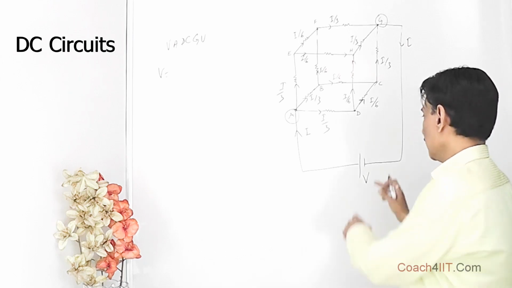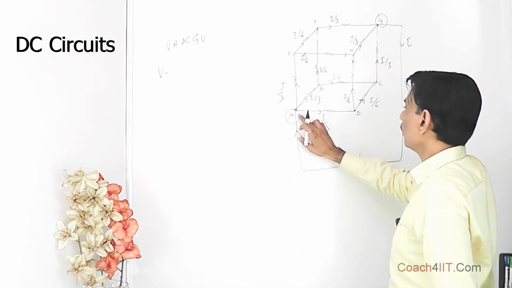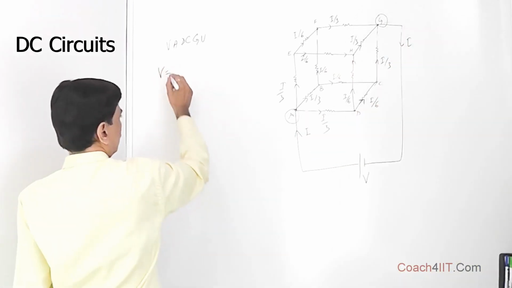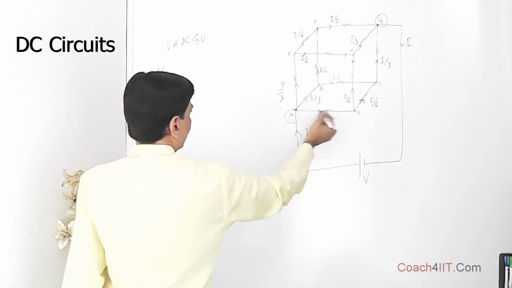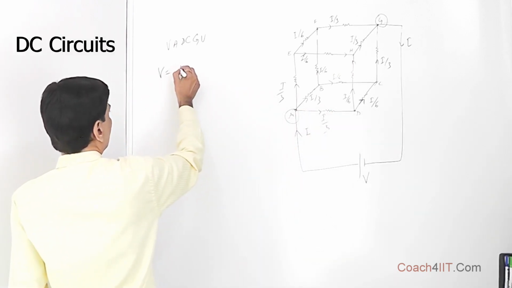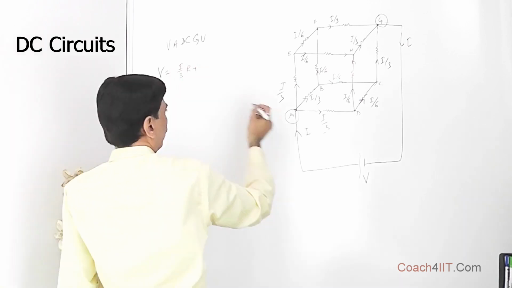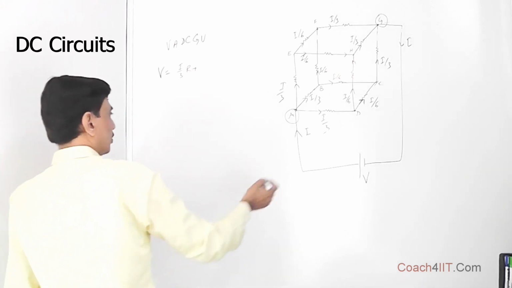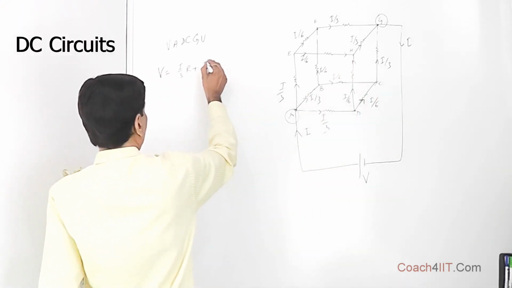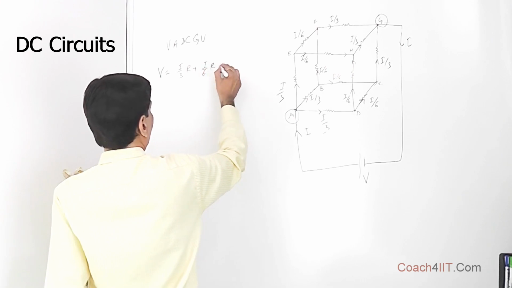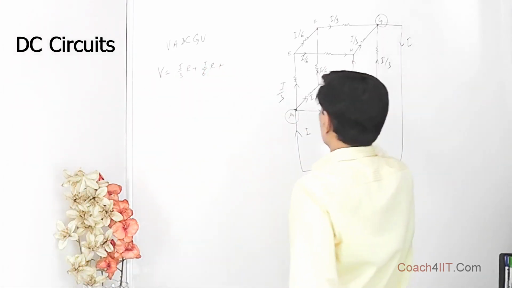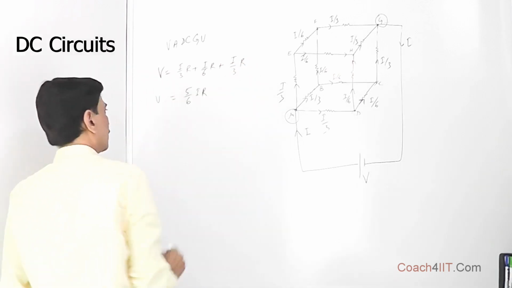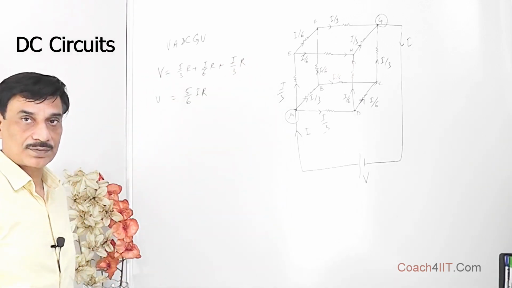where we have taken the drops as negative. Otherwise, we can say that this total drop V is going to be the drop across this plus the drop across this plus the drop across this. So this drop V is going to be I by 3 into R, plus the drop across this, using Ohm's law only, that is I by 6 into R, plus the drop across this, that is I by 3 into R. So this comes out to be 5 by 6 IR.